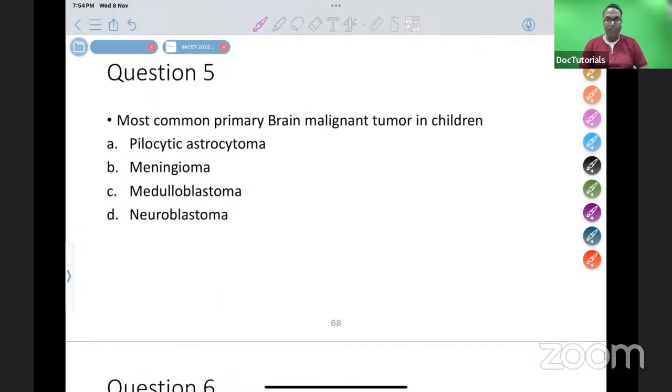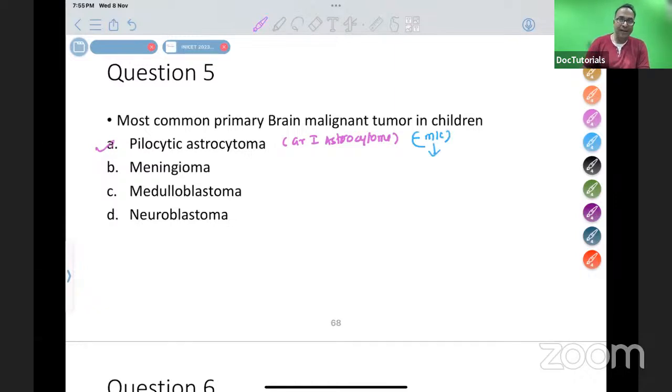Most common primary malignant tumor of children is a 100 times asked MCQ. It is pilocytic astrocytoma, known as grade 1 astrocytoma. This is the most common brain tumor in children, so this is the correct answer. These are all straightforward questions. You should not make mistakes in these types of questions. So the most common brain tumor of children is pilocytic astrocytoma.